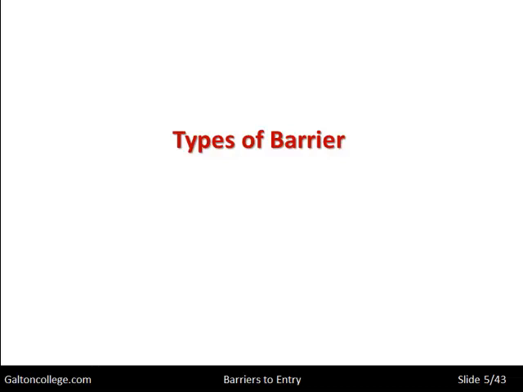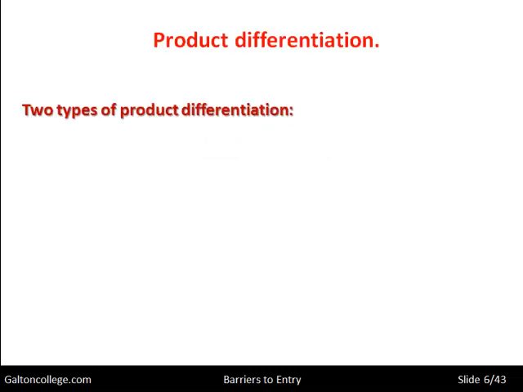Now, the types of barrier. Well, you could have product differentiation as a barrier. This is when a company makes its product different, and it tries to have perhaps various versions of the product, all slightly different, which makes it difficult for a company coming in because they're not quite sure which one to copy.